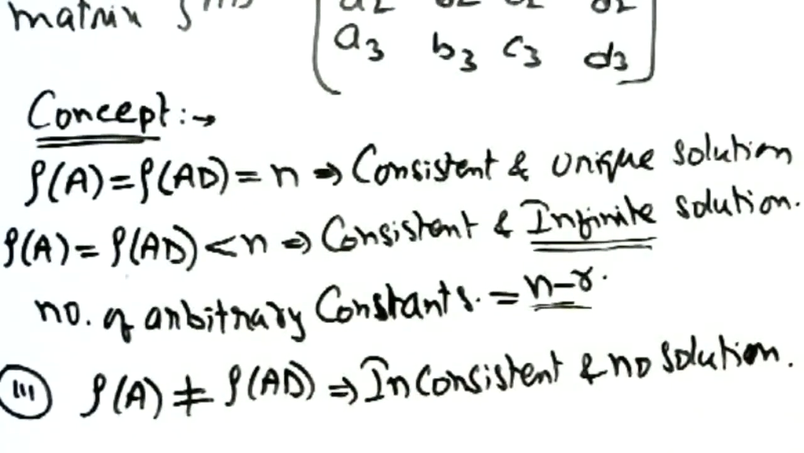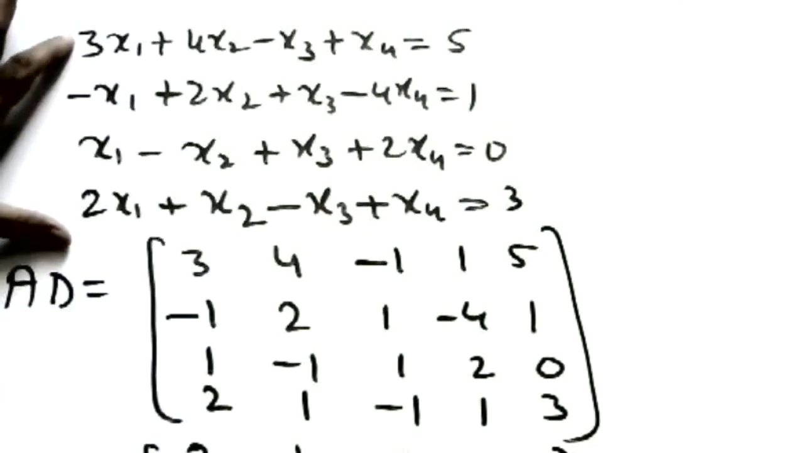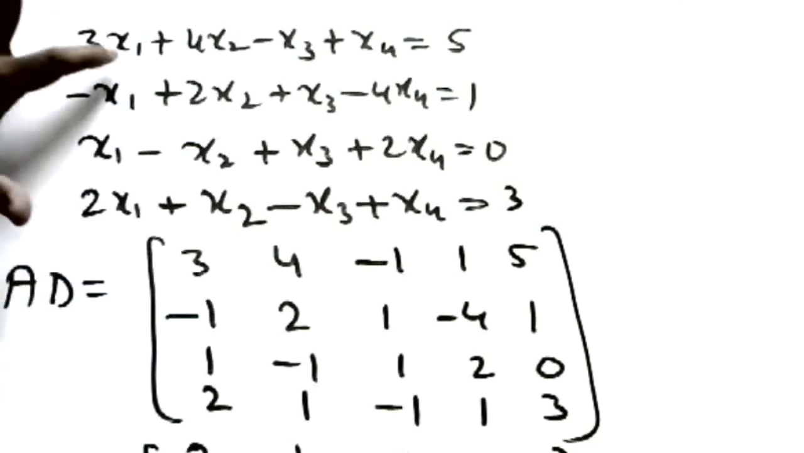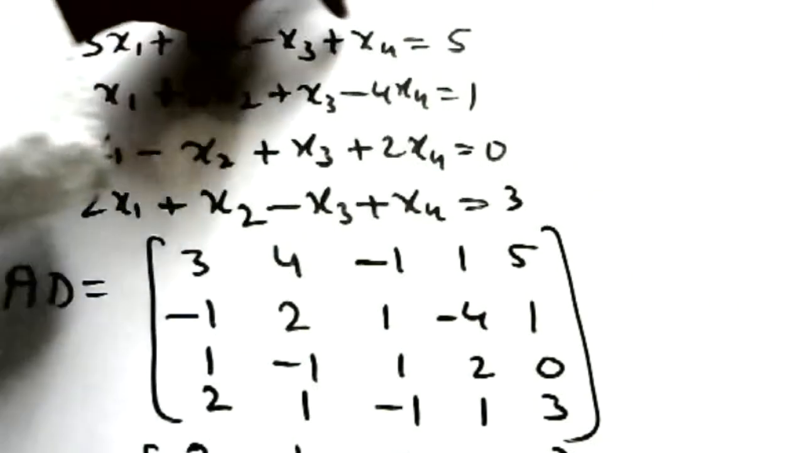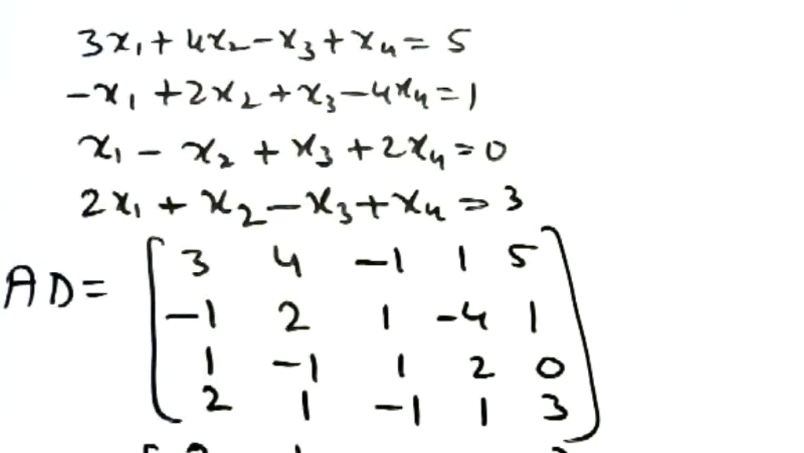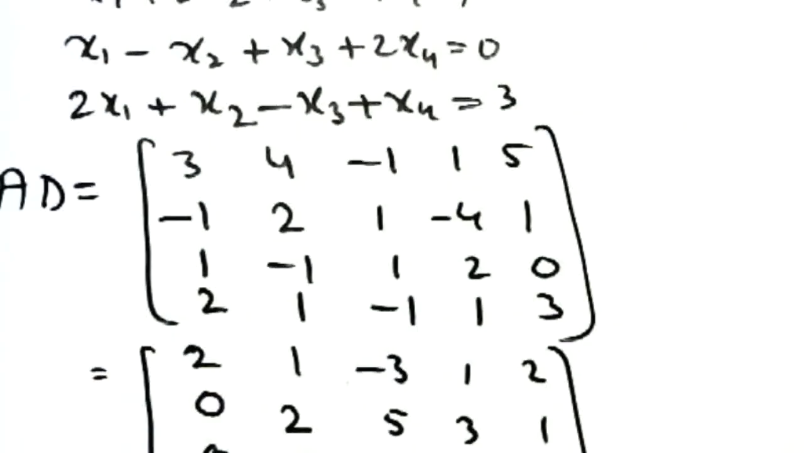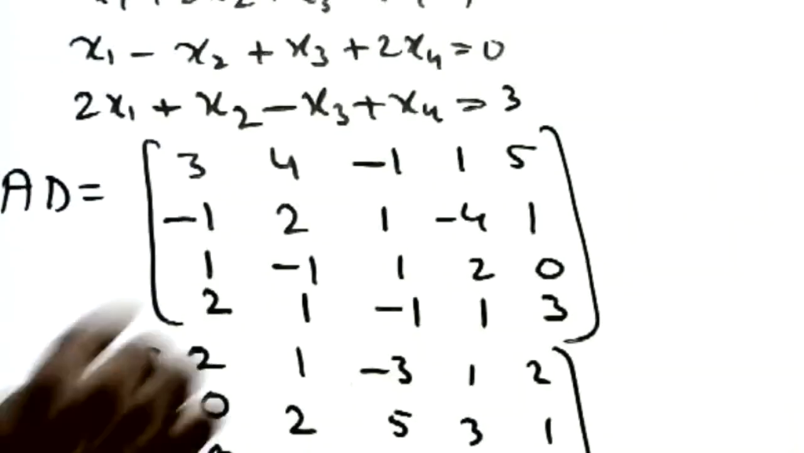Now let us see how we find the rank of the matrix. On the board, I have taken one example. Suppose the question is given like this. How many variables are there? Four variables, x1, x2, x3, x4, and four equations. First we take the coefficients 3, 4, minus 1, 1, 5, minus 1, 2, 1, minus 4, 1, like that, and write this as the augmented matrix AD. There are many methods to write the augmented matrix. I am using one.